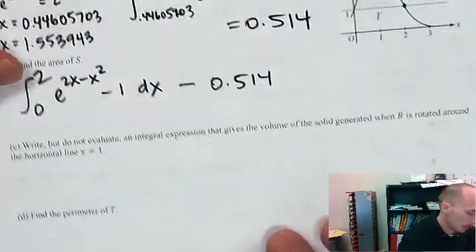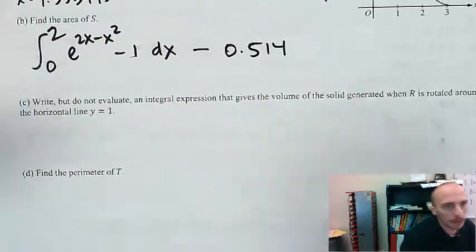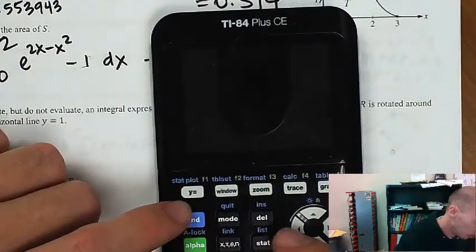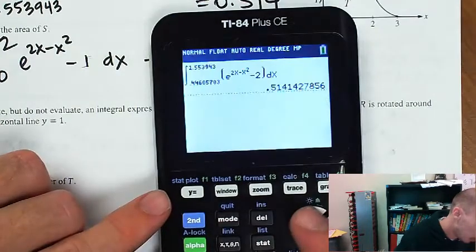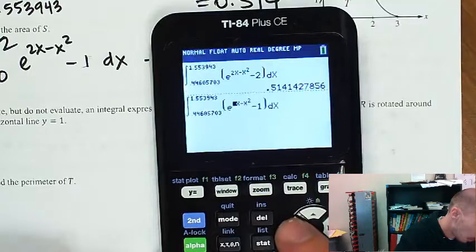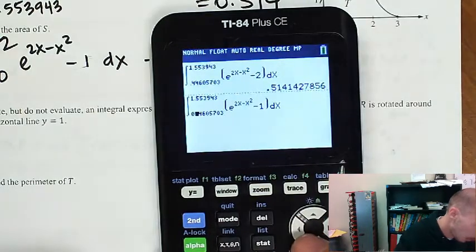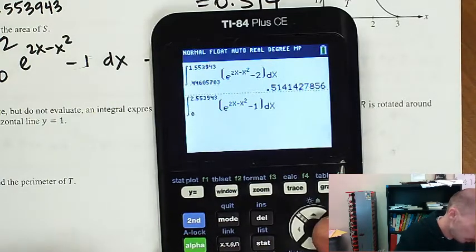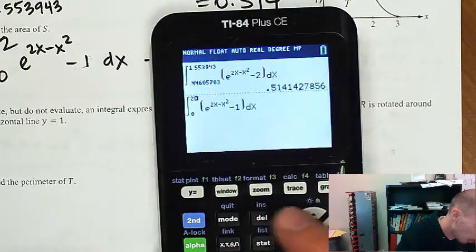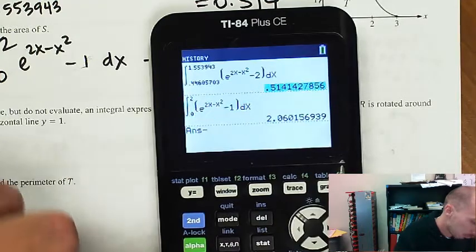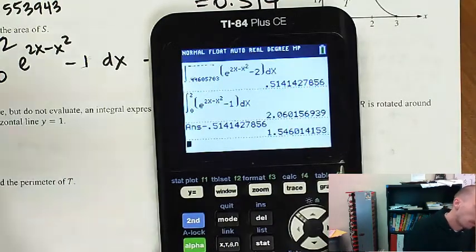All right. And then that's something that you could run through the calculator. Oh, whoops. Meant to just copy that. Minus 1. Minus, and I get 1.546.